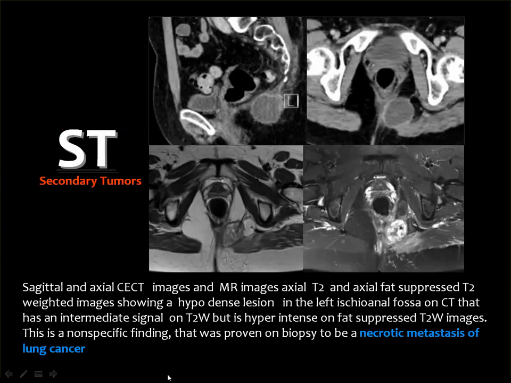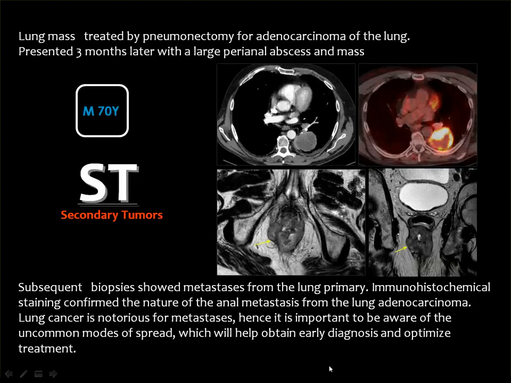And this is an example of a patient with lung cancer, and there is a mass in the ischioanal fossa intimately related to the anal canal, and it shows intermediate signal in the T2 weighted image, and after T2 with fat suppression, you can see significant increase in the signal of the tumor, and this was a metastatic lung cancer.